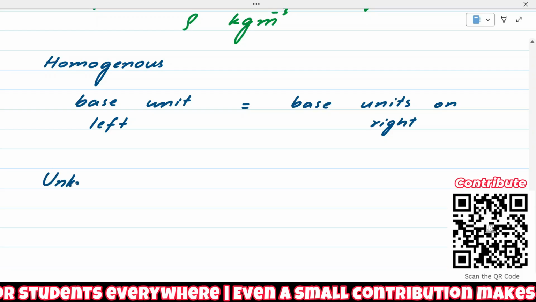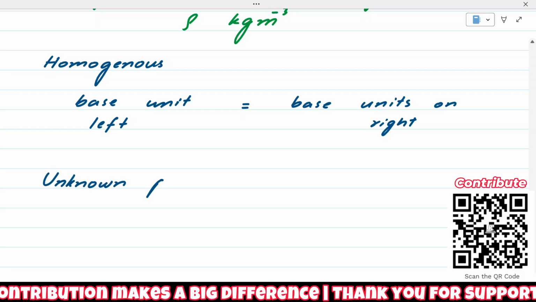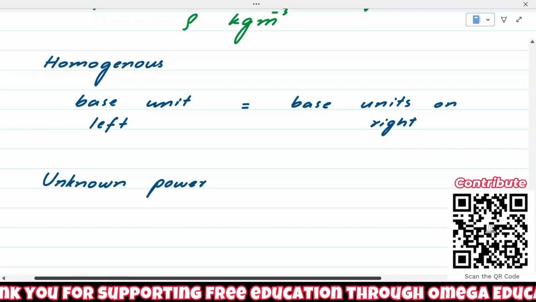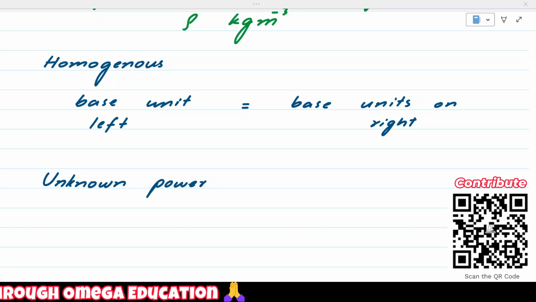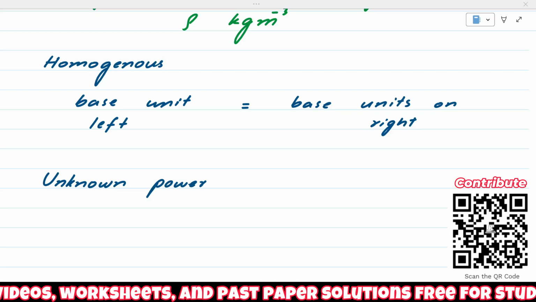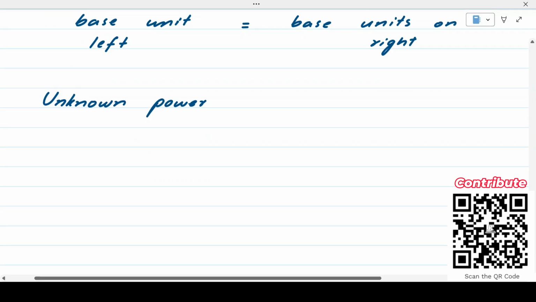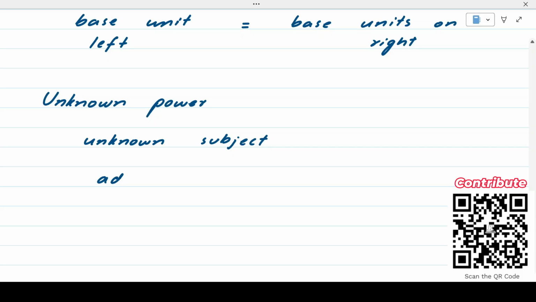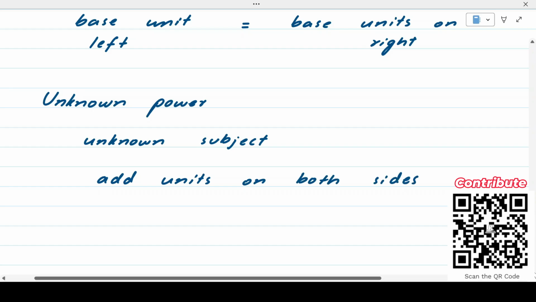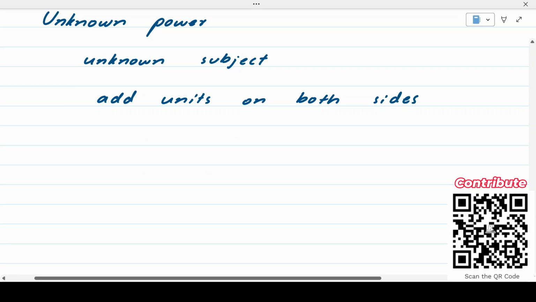If you need to find an unknown power, for finding any unknown power, make the unknown thing the subject, and then add units on both sides. Make the bases the same.